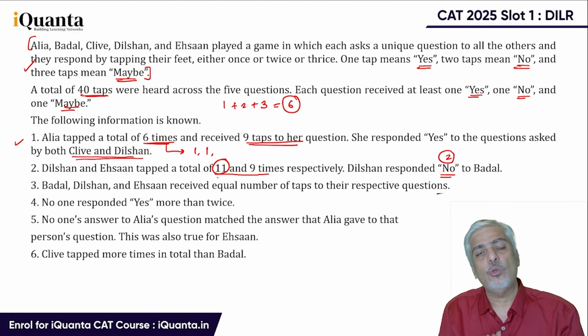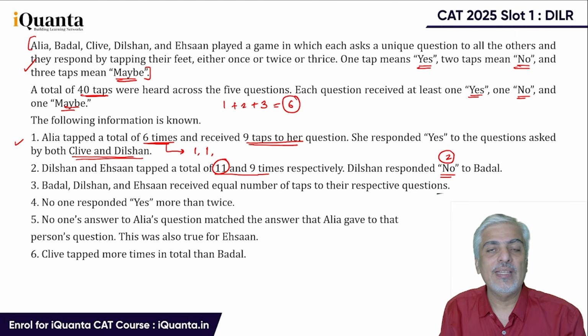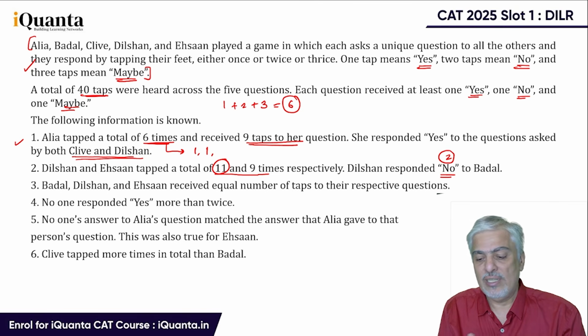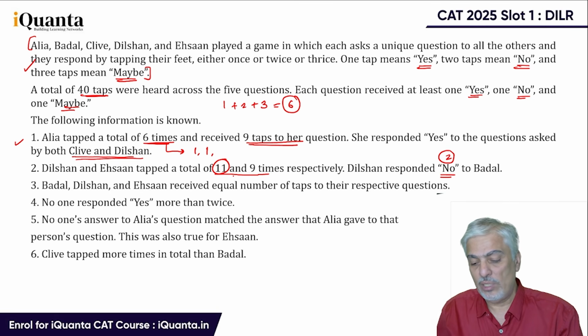If you have to get a total of 11 from somewhere, and the only options you have are 1, 2, 3, and you've got only 4 answers to give, because there are 5 people, you will not answer your own question. So you'll answer 4 answers to get 11 and 1, 2. There's only one way. We'll discuss that.